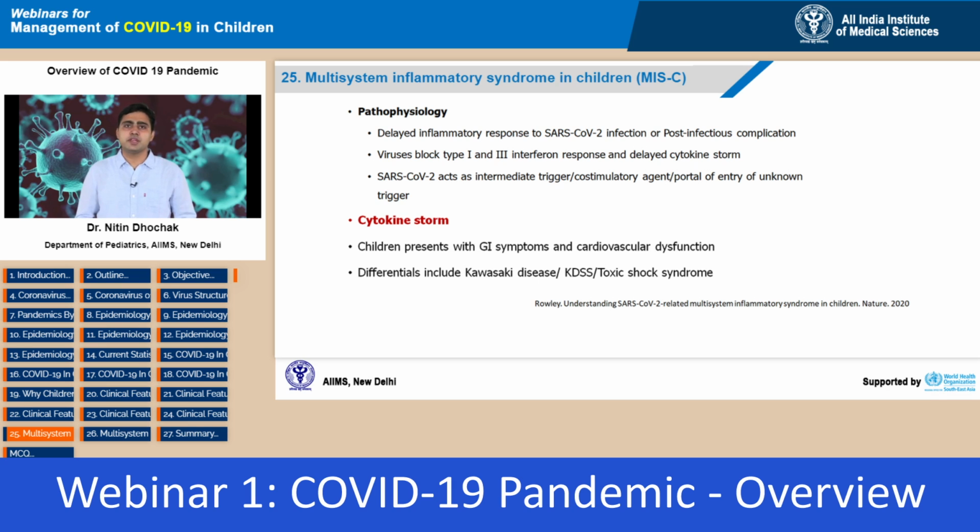Various pathophysiological mechanisms have been postulated for MIS-C. Delayed hyperinflammatory response to SARS coronavirus 2 infection and a post-infectious inflammatory state are the most probable mechanisms. Other proposed mechanisms are inhibition of type 1 and type 3 interferon response by the virus initially and then delayed cytokine storm, or probably the virus acts as an intermediate trigger or portal for entry of an unknown trigger. So, with all these mechanisms, it leads to cytokine storm and end organ dysfunction.